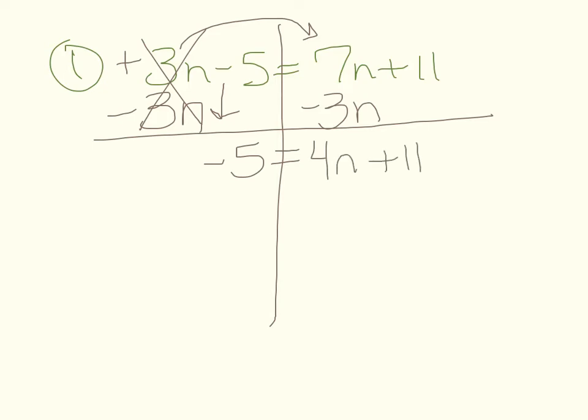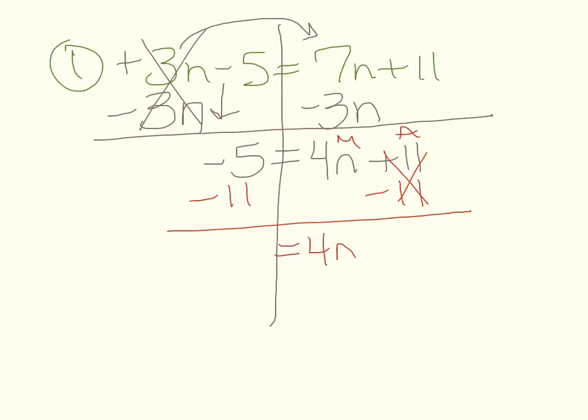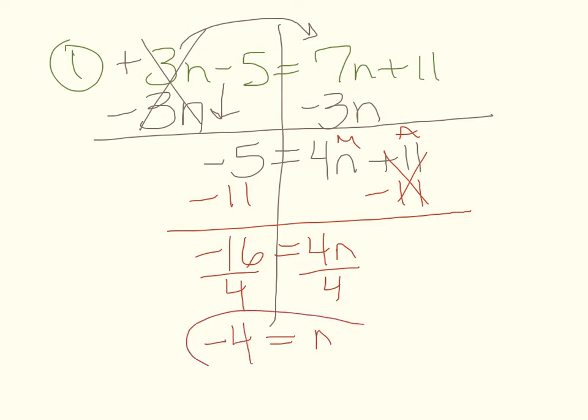Okay, now I have a two-step equation. I have a multiplication problem and I have an addition problem. And I want to get rid of the addition first, so I'm going to do the opposite. Okay, that cancels, so I have my 4n equals, now here I have a negative 5 and a negative 11. So you owe $5 and you owe $11, which means I owe 16. Divide by 4, and n equals negative 4. So negative 16 divided by 4 is negative 4.